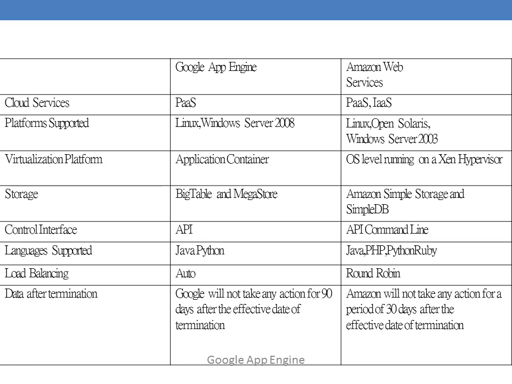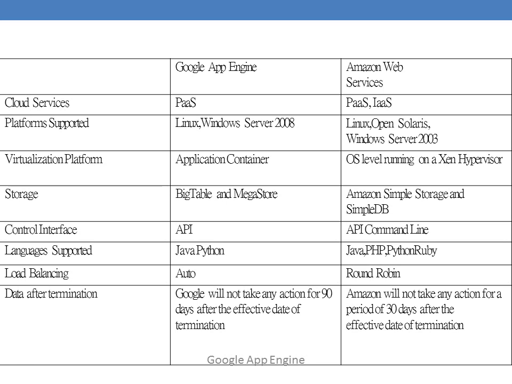So Google App Engine and Amazon Web Services are both supported cloud service platforms. The differences between Google App Engine and Amazon Web Services: storage. For example, cloud services: here, App Engine is PaaS, and Amazon Web Services is PaaS and IaaS. Platform support: Linux and Windows Server 2008. Here, Linux, OpenSolaris, and Windows Server 2003 are also supported in Amazon Web Services. Virtualization platform: application container with OS level running for App Engine, and Xen hypervisor for Amazon.